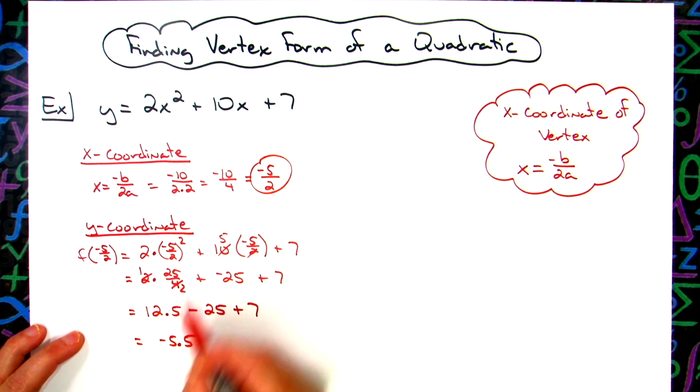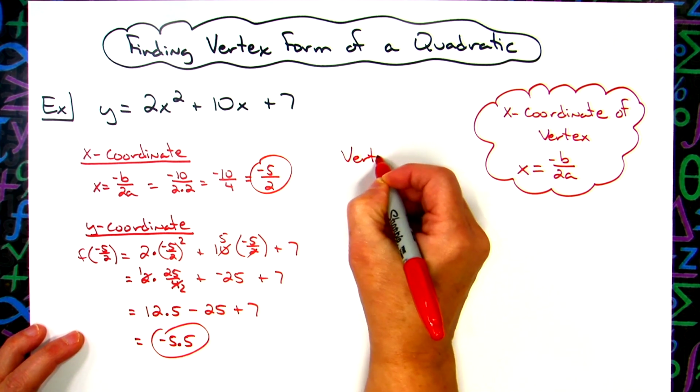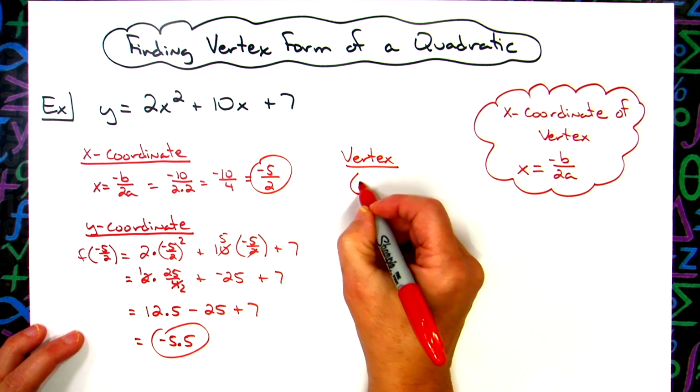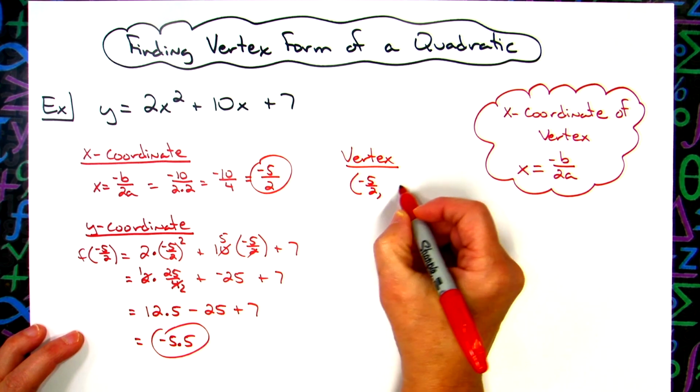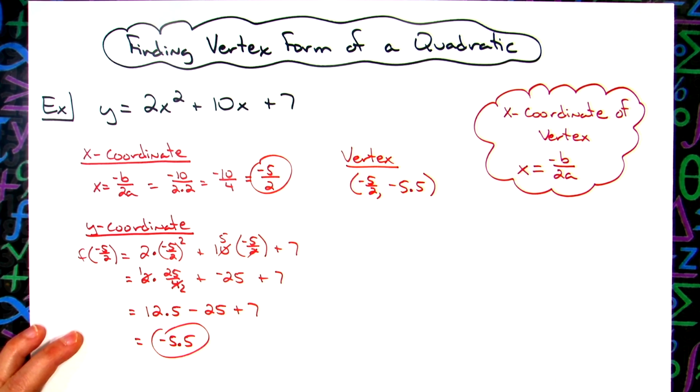So I now have the vertex. I've got the x-coordinate. I've got the y-coordinate. So my vertex for this quadratic is negative 5 halves, negative 5.5. We could even write that as negative 2.5, negative 5.5. I'm going to use that now for my vertex form.